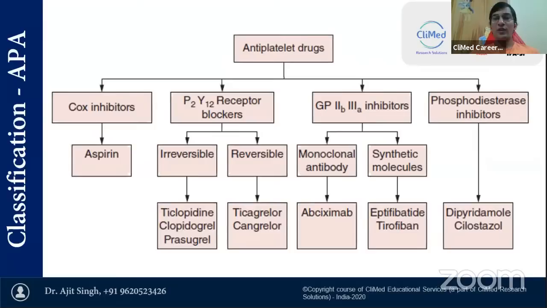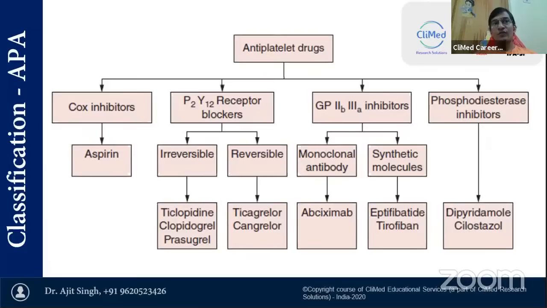So now we have to remove the blocks. How? Maybe by the procedure of PTCA or PCI. PTCA is percutaneous transluminal coronary angioplasty, and PCI is the same thing, percutaneous coronary intervention. So we got the patient to the table to do the PTCA procedure, to remove the block, or maybe we are putting in a stent to prevent future events.